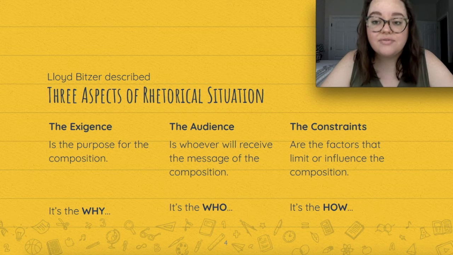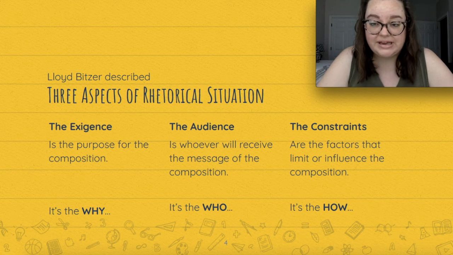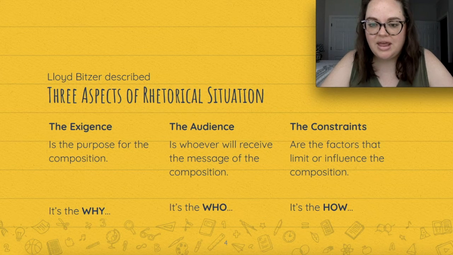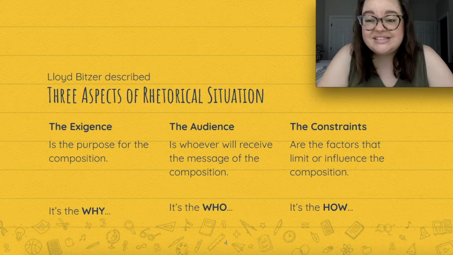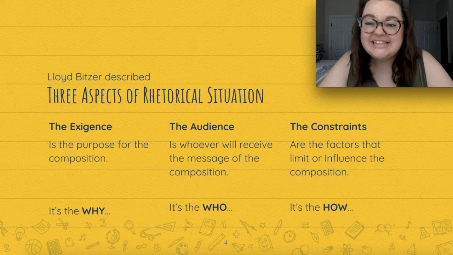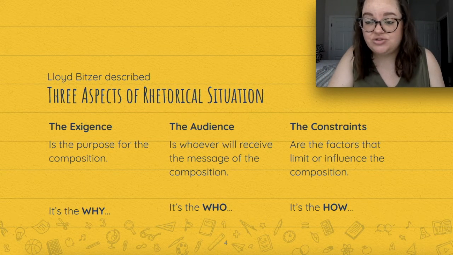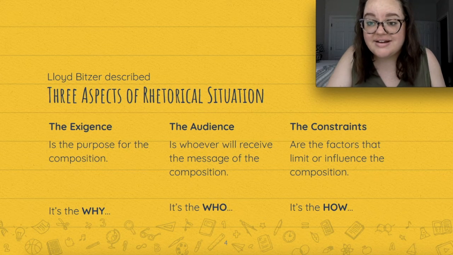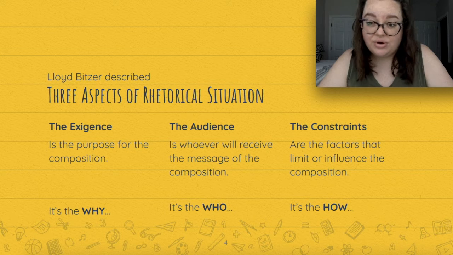Next, the second aspect is the audience. The audience is whoever is going to receive the message of the composition. It's the who behind our composing. That's probably a more familiar term. The constraints, again, probably more unfamiliar, but the constraints are essentially just factors that limit or influence the composition in any way. It's the how behind our composition. It might be the way that you're communicating a message, either through email or posting on a discussion board, in a face-to-face conversation. All of these different things, situations, have different constraints that will influence how you're going to communicate.